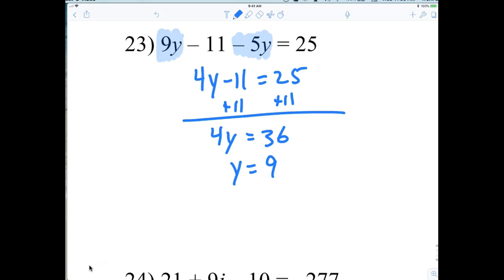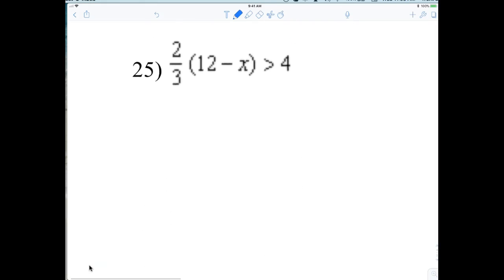All right. Remember, you're combining like terms. Do you understand that part? You're looking at 9y highlighted and negative 5y. So 9y minus 5y is 4y. Agreed? All right. Then you have to get rid of the minus 11 by adding 11. All right. Let's take a look now at 25.